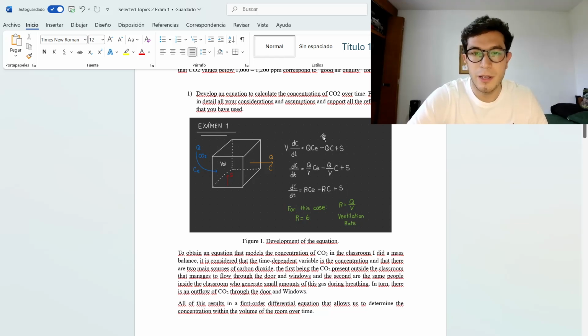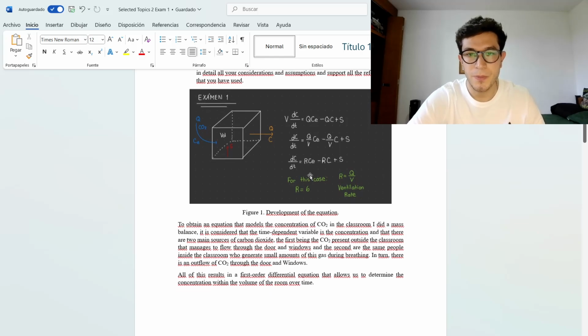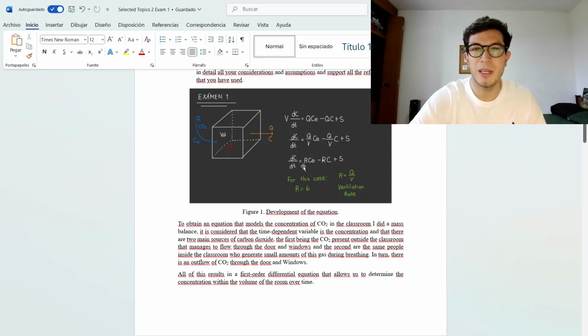First, we have the initial differential equation, but on the left side of the equation, we have the volume. So in order to eliminate that term, we have to divide the whole equation by the volume. And when we do that, the volumetric flow divided by the volume is the ventilation rate, as it is indicated right here. The ventilation rate can be set at a constant number, which I will explain further into this video.